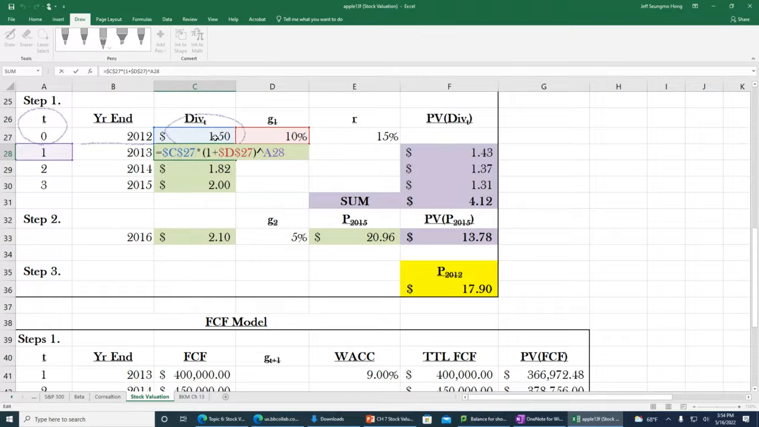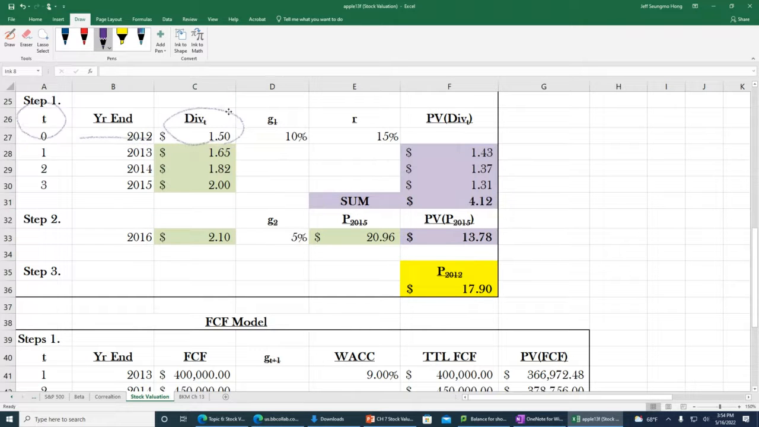Dividend at time 0 times 1 plus growth rate, raised to the time digit, and then I drag it down. Simply by dragging down, you get the forecast of dividends for the next 3 years.